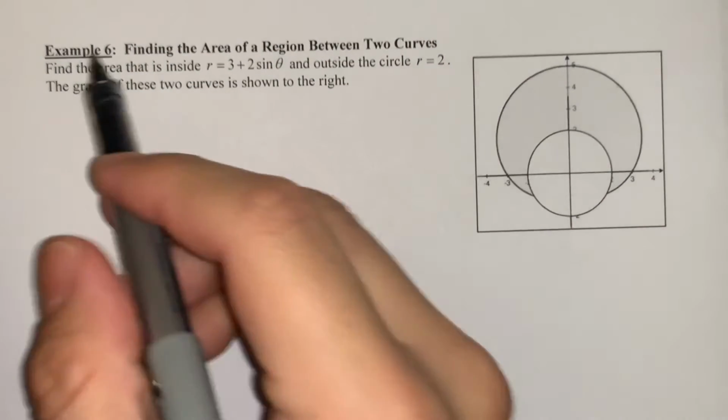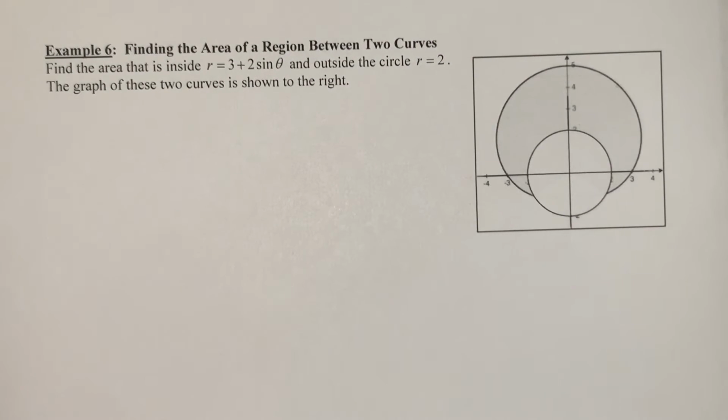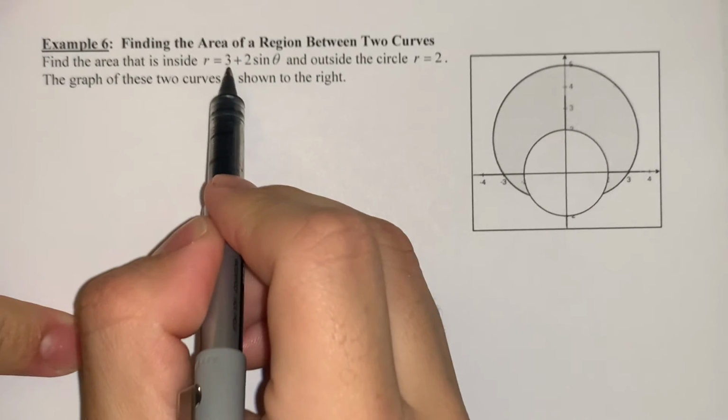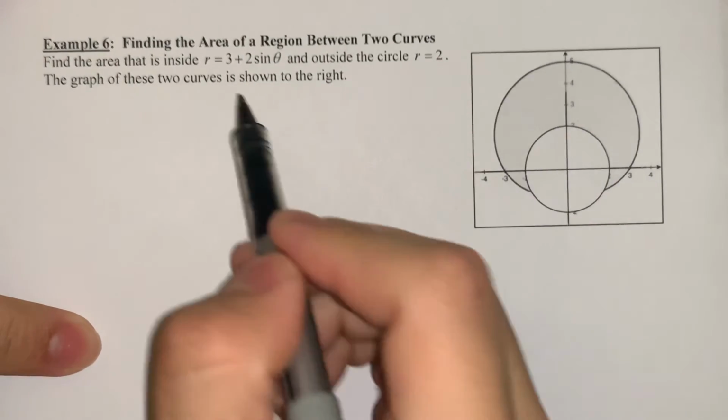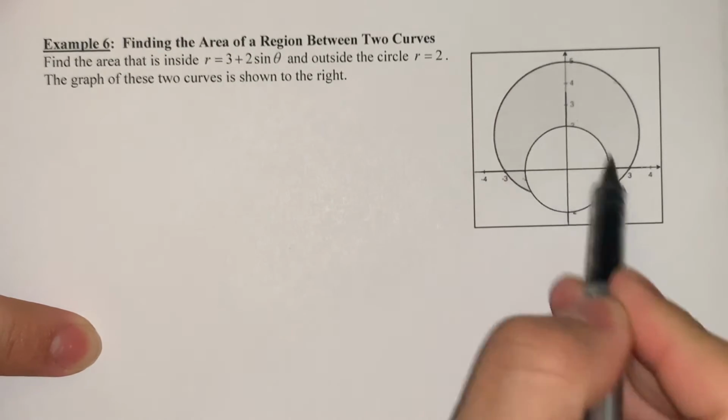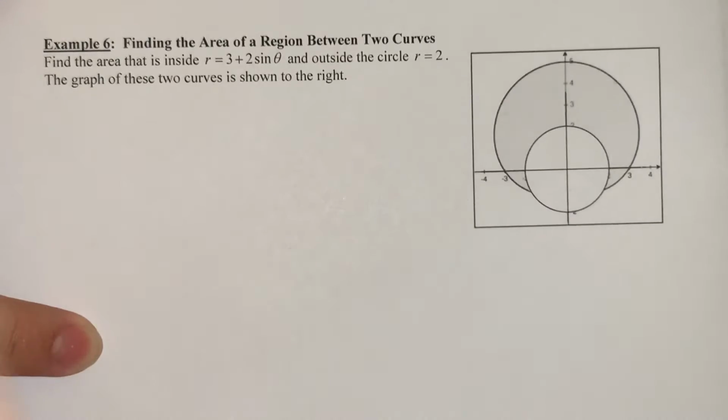So here for example 6, it says find the area of a region between two curves, and find the area that is inside of pretty much this outside curve, the 3 plus 2 sine of theta, and outside the circle. So here's our circle with a radius of 2. The graph of these two curves is shown on the right. So this is going to be an example where we're going to subtract two different integrals.